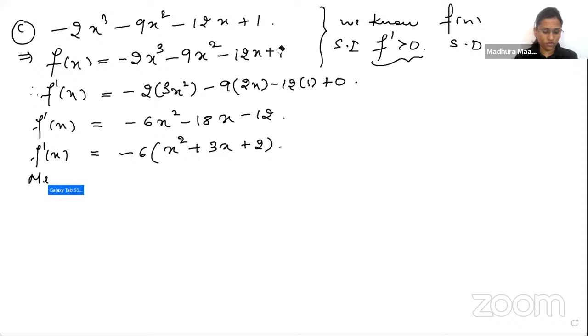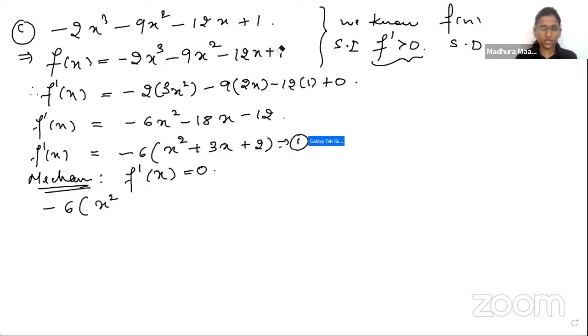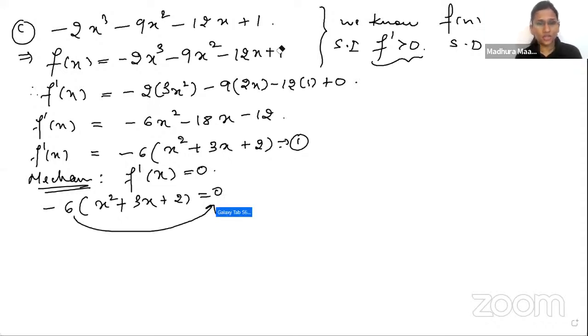Therefore, we will go for the mechanism now. Okay, so what is my first mechanism? What I have to substitute? Let f dash of x equals to what? 0. Okay, so this is the mechanism. So that is nothing but minus 6, and let this be equation 1. This is our f dash of x. Now this is x square plus 3x plus 2 equals to 0. Okay, now if I shift minus 6 to the other side, will it become 0? Yes, ma'am. 0 by minus 6 is 0, 0 by any number is 0, and solve this remaining quadratic equation.